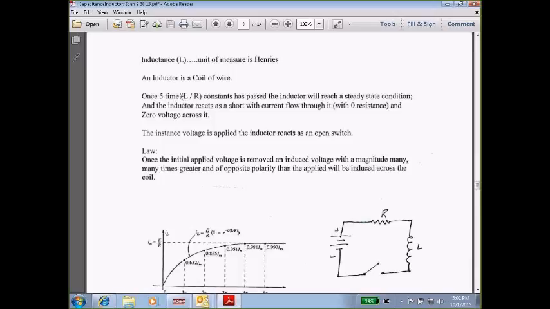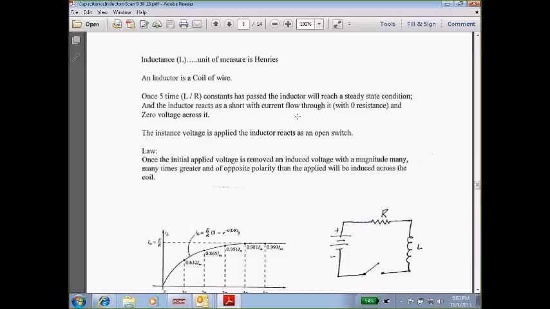Okay, once 5 time constants have passed, and a time constant is the inductance divided by the resistance. Now, with a capacitor, the time constant was the resistance times the capacitance. Here it's the inductance divided by the resistance. Once 5 time constants pass, the inductor will reach a steady state condition. And the inductor reacts as a short, with current flow through it, with practically zero resistance and 0 voltage across it. Okay, if there is 0 resistance, what's the potential difference from one side to the other? It would obviously be 0.